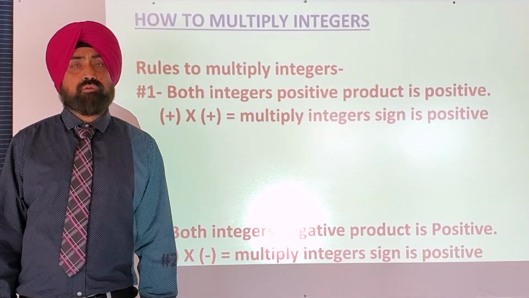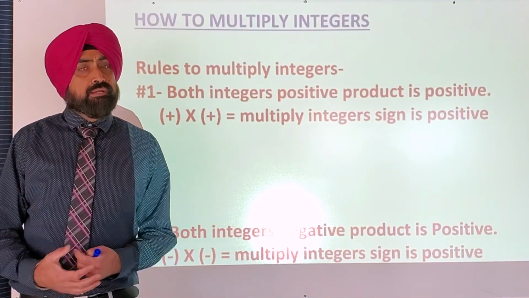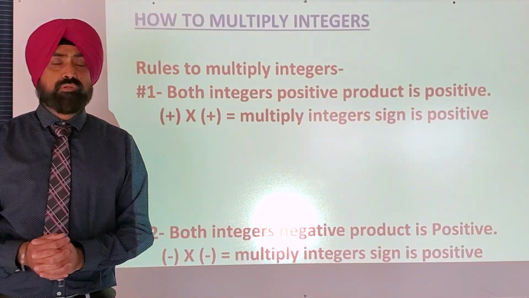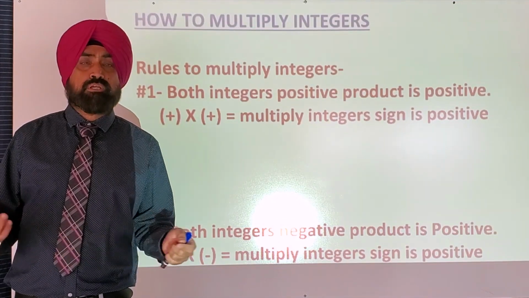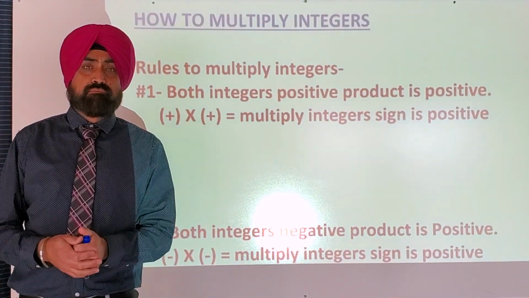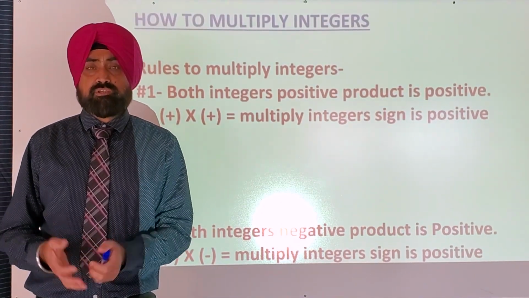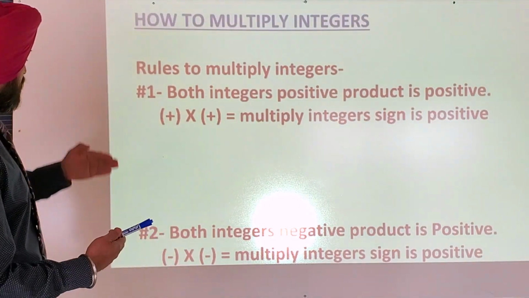Today we will learn how to multiply integers. So I divided all integer products into three rules. First thing, what is a product? Product means multiplication. If you get confused, what is product? Means multiplication. What is sum? Add. What is difference? Subtraction. So we'll see how we multiply integers today. So I divided it into three rules.